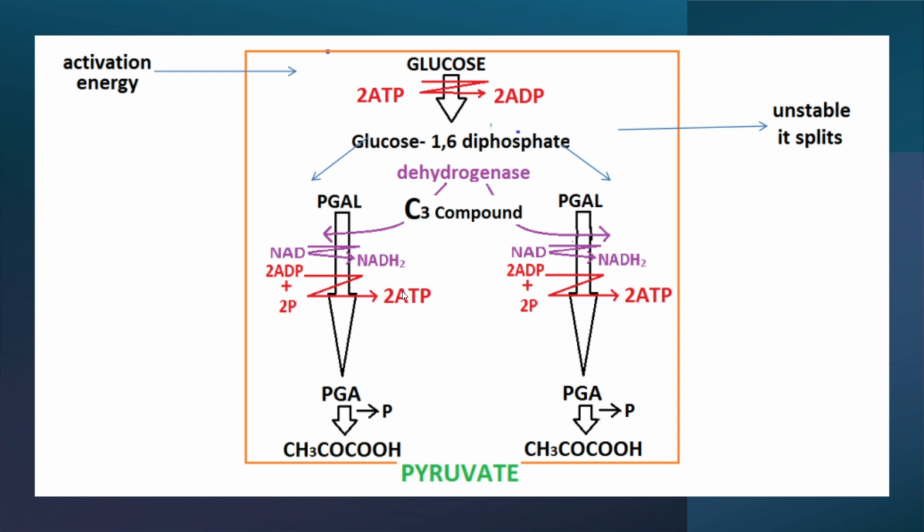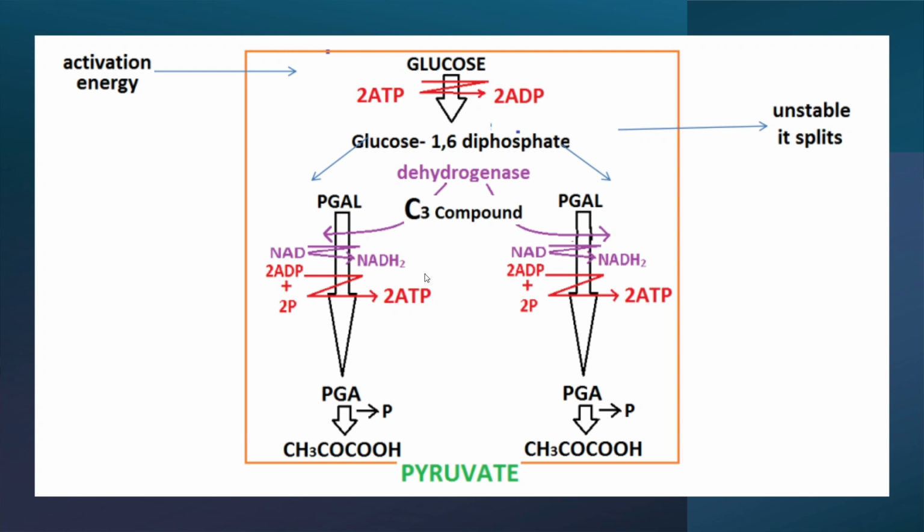So now we have created 4 ATP in total, because here's 2 and here's 2. And we used 2 in the beginning. So we have a net total of 2 ATP. Remember, your net total is the amount that you produce minus the amount that was used. So produced minus used, and we get a net total of 2 ATP.